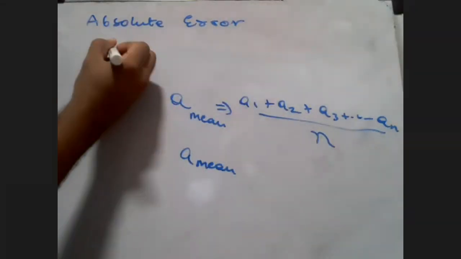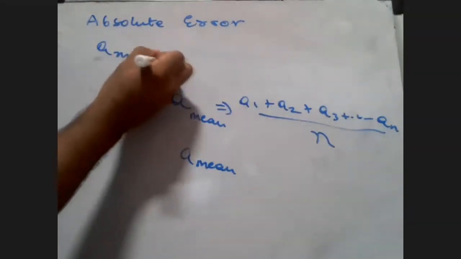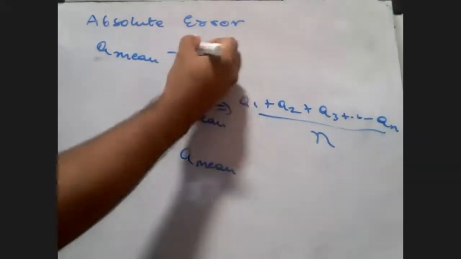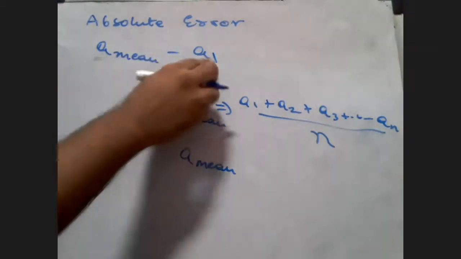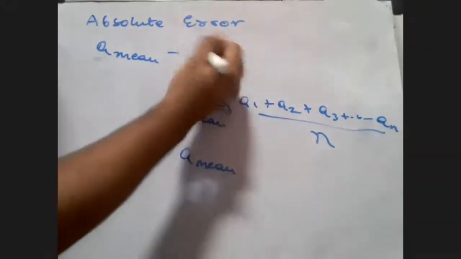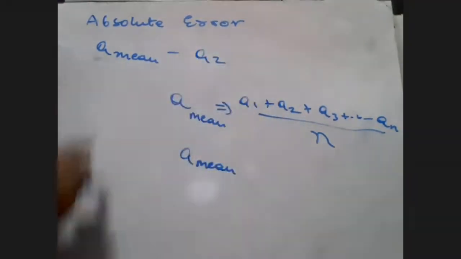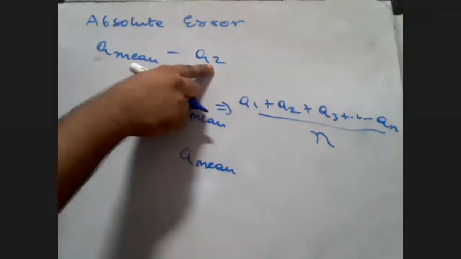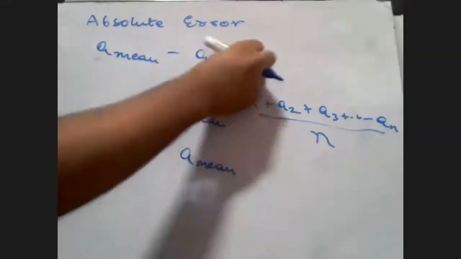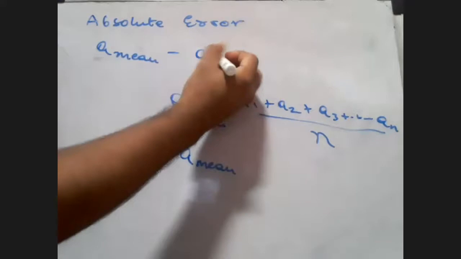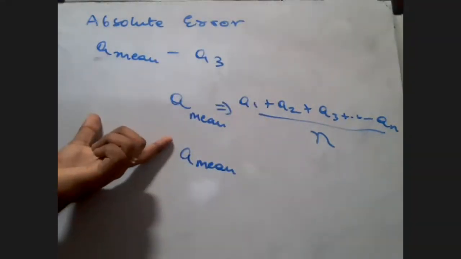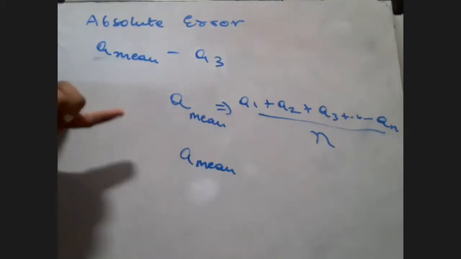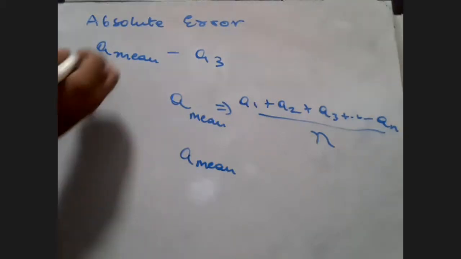A mean minus each measurement. A mean minus A1. That will be the absolute error between A mean and the first measurement. Then the second error will be A mean minus A2. That is your second absolute error between the second measurement and your average value. Then the third measurement, A3: A mean minus A3. Is this understood, students? Any doubt here? Okay, so you can tell this as absolute error.